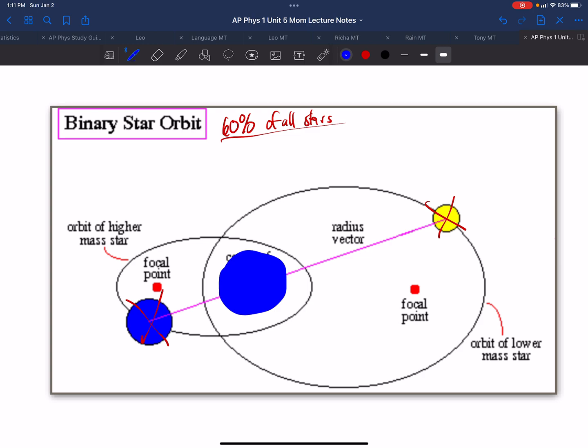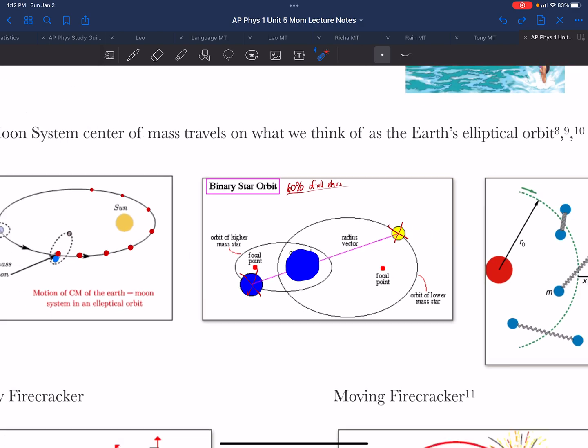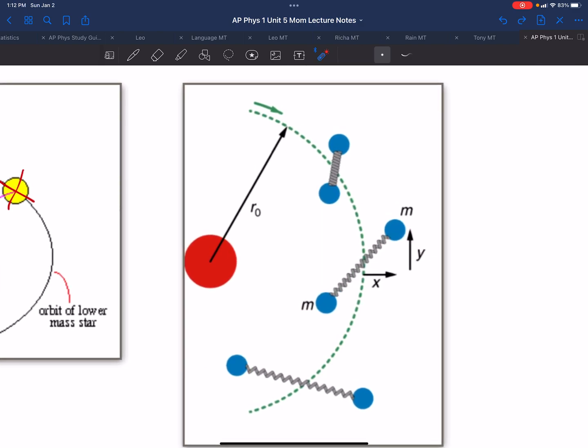The center of mass of this system stays fixed in this location. So wherever this yellow star is, let's say it's here, the other star, the blue star, must be in a place to balance it out so the center of mass stays there. And this can be even crazier.